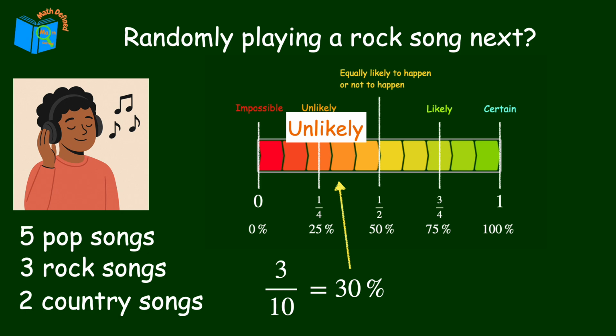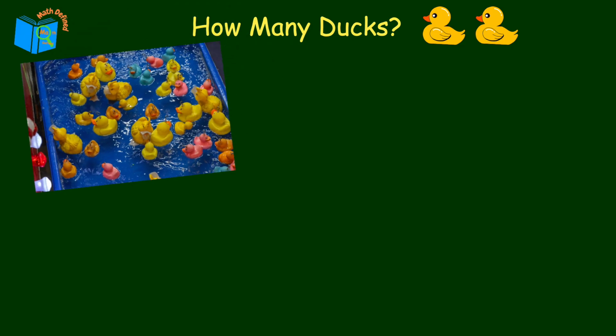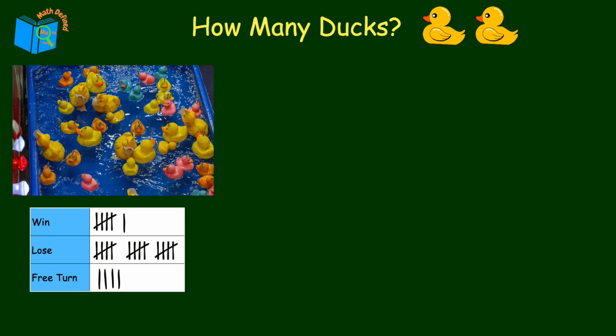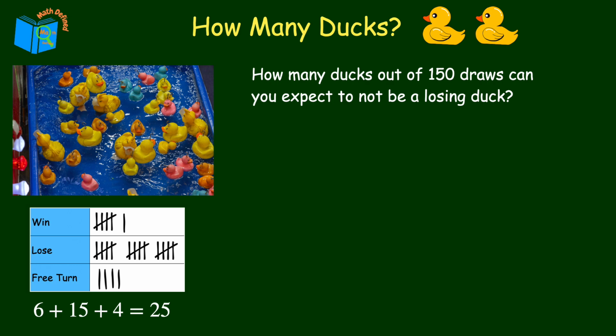Let's wrap this up at a carnival where we'll use data and the percent equation to make a prediction. There is a rubber duck pond where you randomly choose a rubber duck and then replace it. The tally table shows the results of draws so far for wins, losses, and free turns. Let's add up the tally marks to see how many draws have occurred so far. 6 plus 15 plus 4 is 25. You want to know how many ducks out of 150 draws you can expect to not be a losing duck.